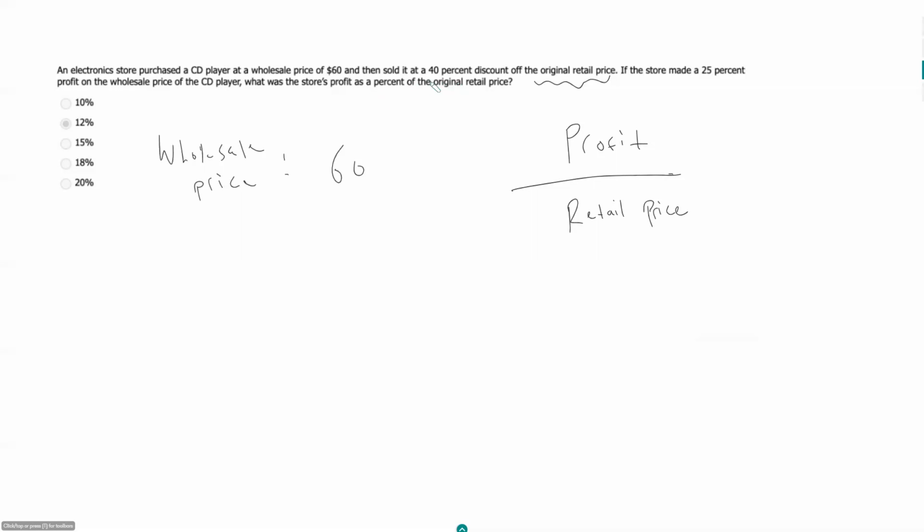Then they sold it at a 40% discount off the retail price. So the sale price is a 40% decrease or 60% of the retail. So 0.6, and then this retail price, I don't know what that is. So just 0.6 times the retail price.